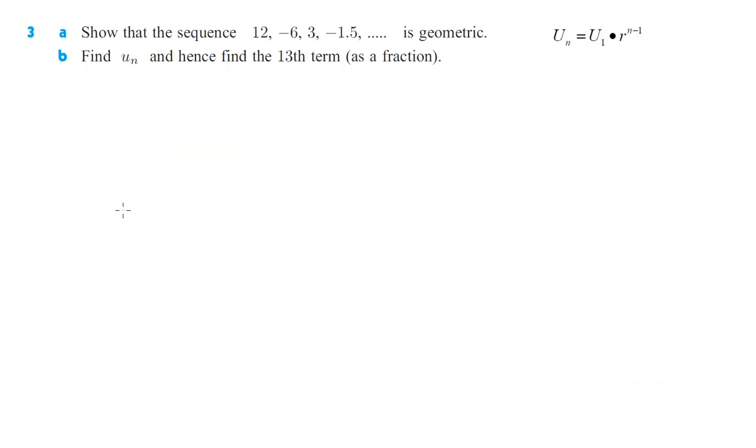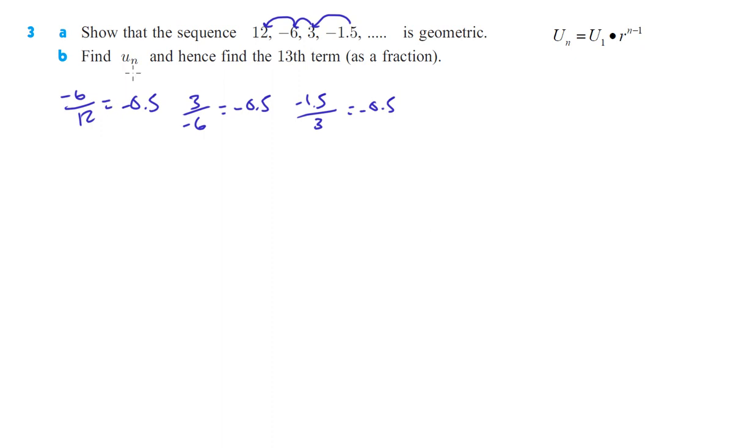Okay, moving on. Number 3, show that the sequence is geometric. So we'll do negative 6 over 12 is negative 0.5. Right, there's the first one. The second one is going to be 3 divided by negative 6, which is also negative 0.5. And then negative 1.5 divided by 3 gives us again negative 0.5. So we've shown that it's geometric.